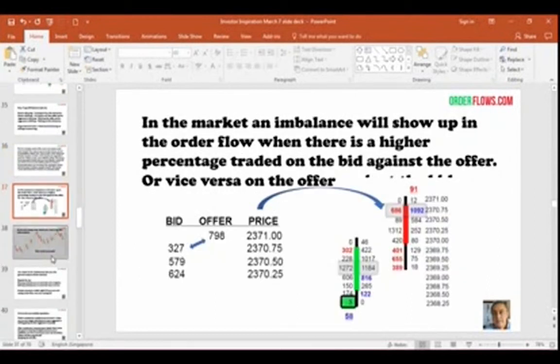So in the market, an imbalance will show up in the order flow when there's a higher percentage traded on the bid against the offer or vice versa. On an order flow chart, there's black numbers, blue numbers, and red numbers. Red numbers indicate a selling imbalance. So 12 against 686 here at the top of this bar indicates that there were more aggressive sellers. People sold 686 lots into that bid, and 12 lots were bought at the offer of 2371. So you have an imbalance, 686 against 12, right? You're comparing that relationship.